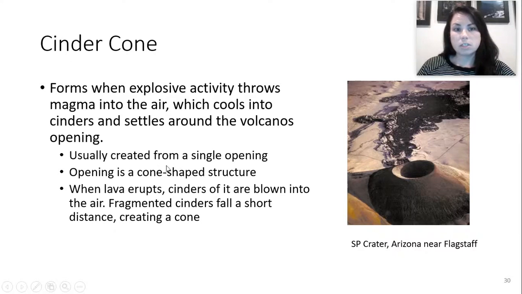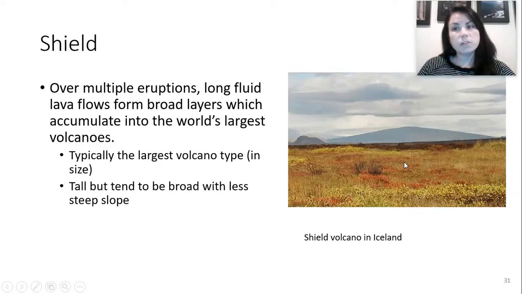Usually it's created from a single opening, and the opening is cone shaped. You can see that here in this picture on the right from SP Crater in Arizona near Flagstaff. When the lava erupts, cinders of it are blown into the air. Fragmented cinders fall a short distance, creating a cone. So you can see here the flow as a result of the eruption of this volcano. That looks quite different than a shield volcano.